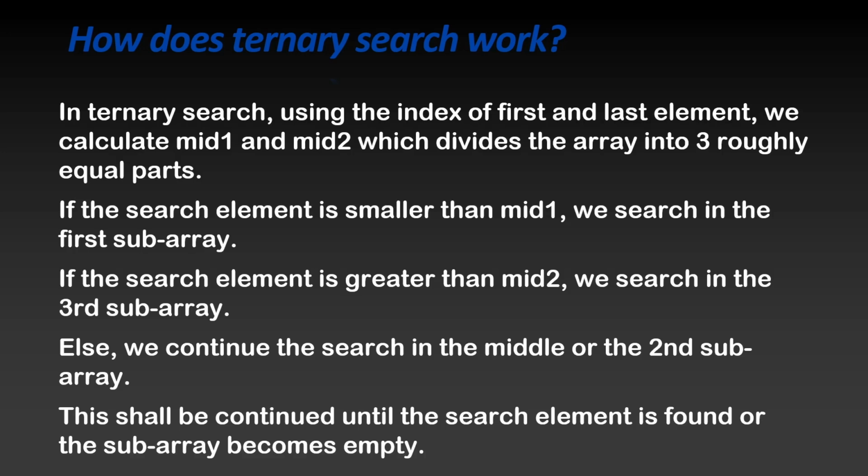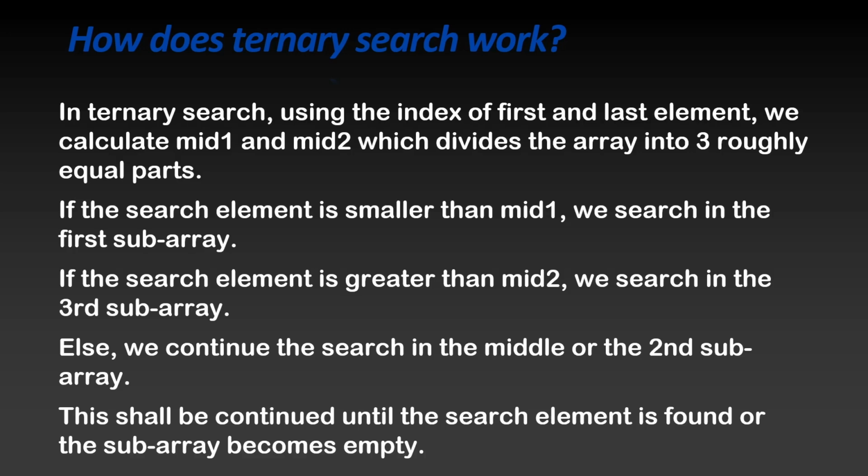So mid1 is going to be to the left of the actual middle of the array, so we do left plus (right minus left) by 3, and mid2 will be towards the end, so we do right minus (right minus left) by 3. Now we've effectively divided the array into three subarrays. We can call them array 1, 2, and 3. Array 1 will be from left to mid1, array 2 will be from mid1 to mid2, and the third array will be from mid2 to right.